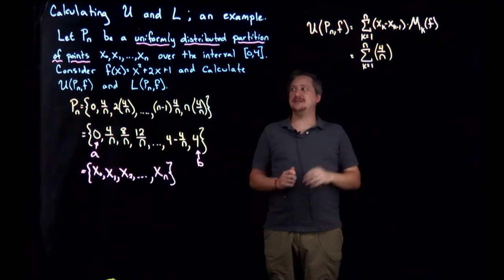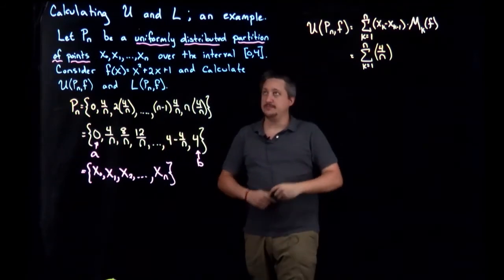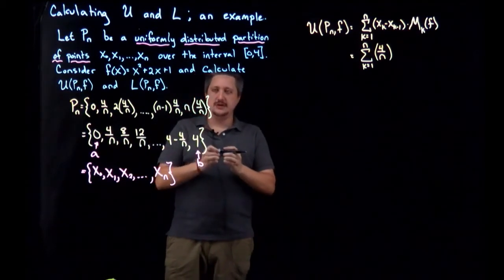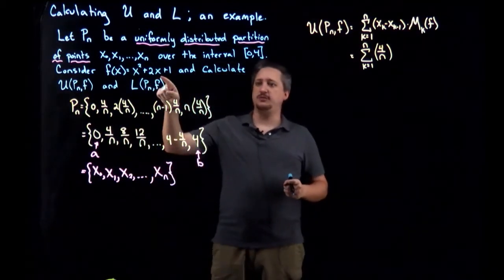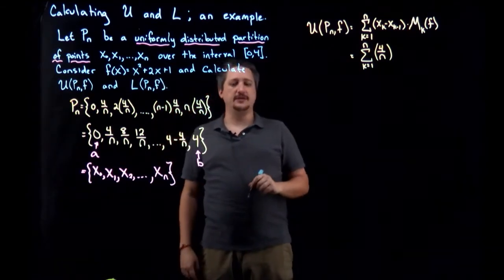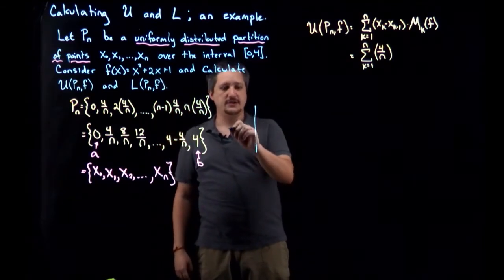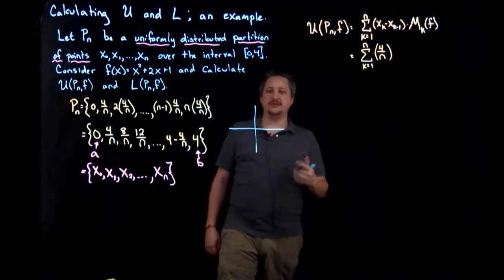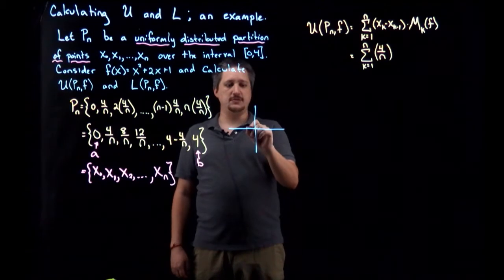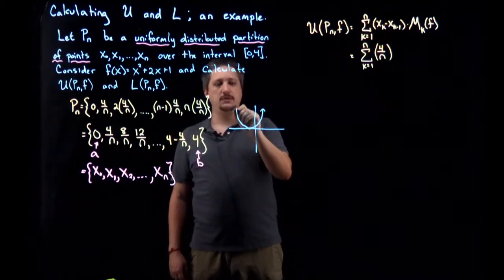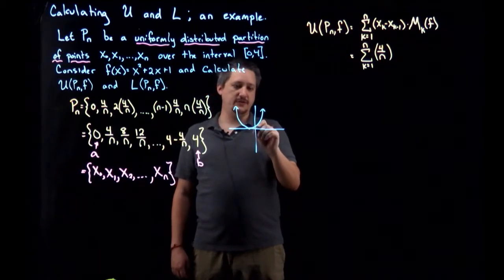But we have a little luck here, because if we think for a second back at this function, x squared plus 2x plus 1, that's really x plus 1 squared, right? So this f of x, and I'll draw it right here, is the parabola x squared, but it's shifted to the left 1. So it's going to be over here, right? And our interval starts at 0 and goes to 4.